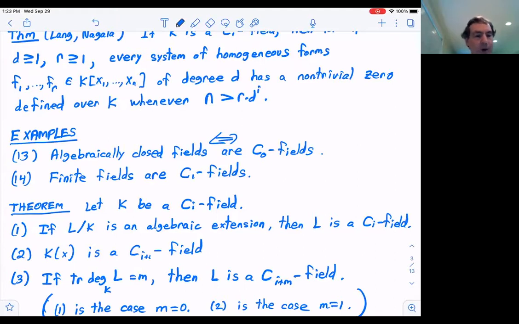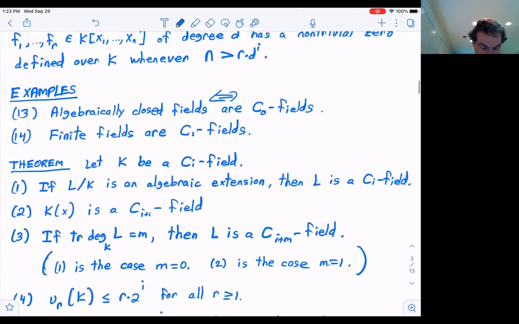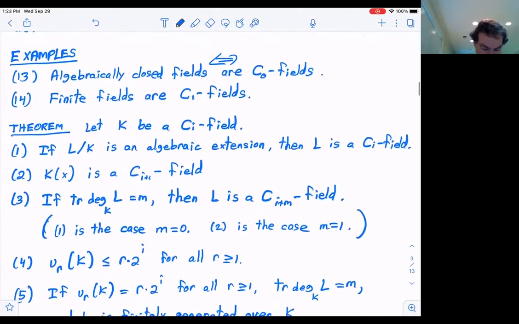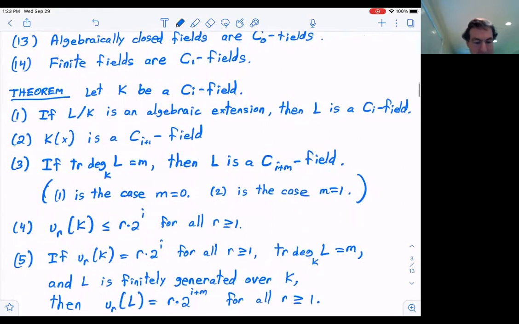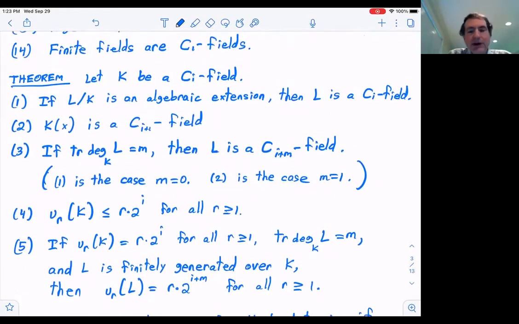Now, why are the C_i fields of interest? I would say it's the theorem coming up right here, because it allows for the following. Suppose K is a C_i field, then any algebraic extension L of K is also a C_i field. So in other words, if you know about forms or systems of forms over K, you automatically know something for forms over any algebraic extension L of K.